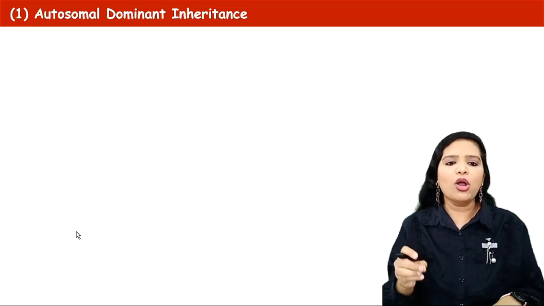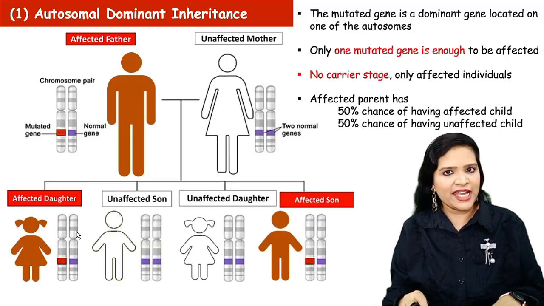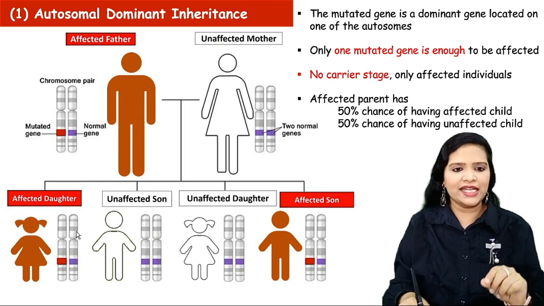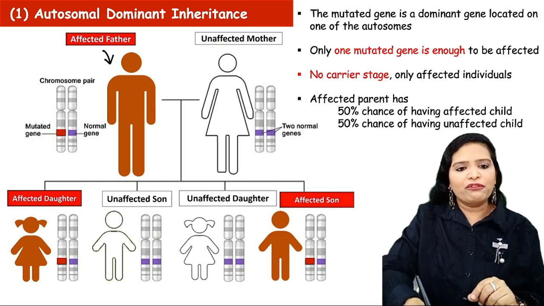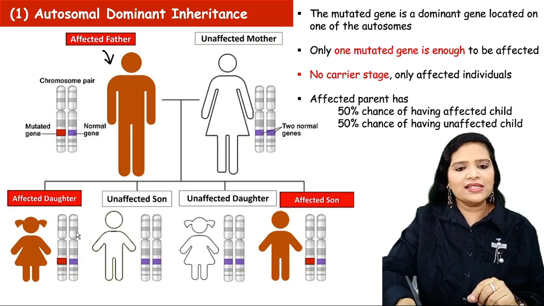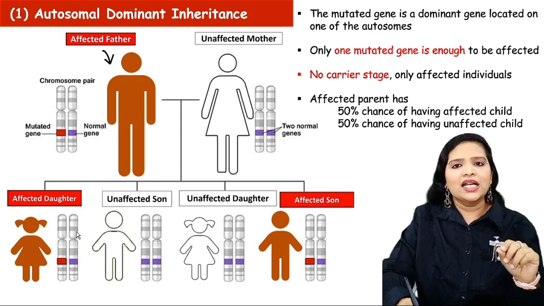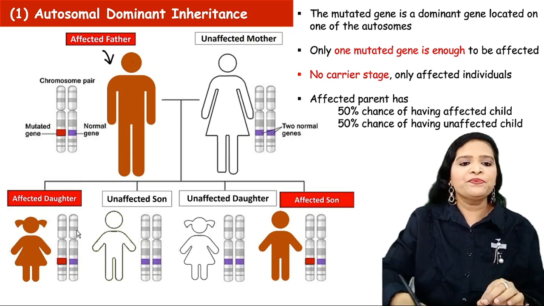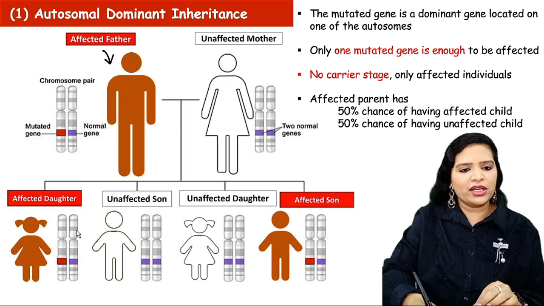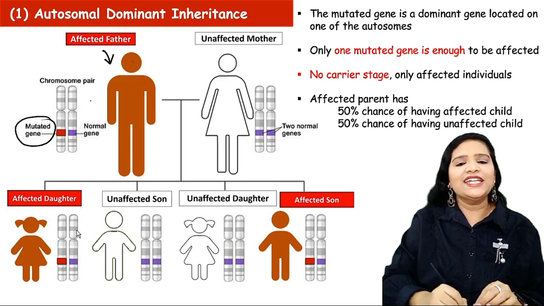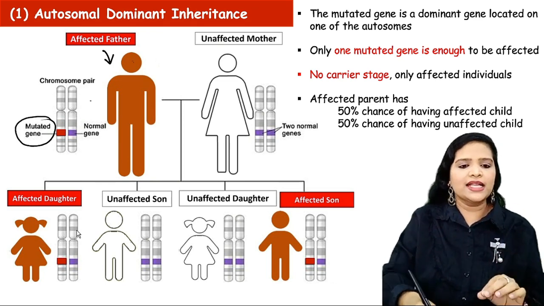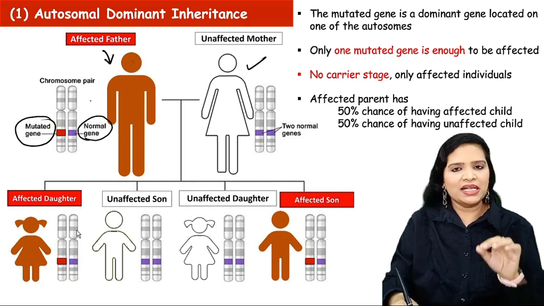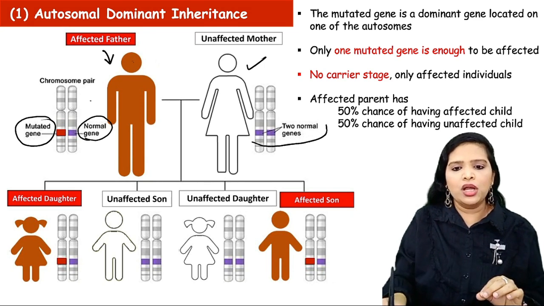First, what is the autosomal dominant type of inheritance? Look at this picture. This is an example of autosomal dominant inheritance. Here is the affected father. We know that an affected person will be colored, dark shaded, right? So this orange color is the affected father. Look at his chromosomes. He has a pair of chromosomes. One gene in that pair is mutated and the other one is a normal gene. And the mother is unaffected and she has two normal genes.